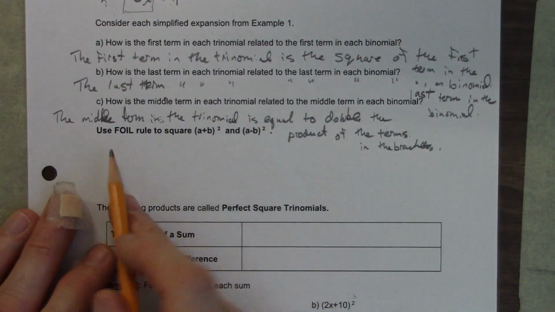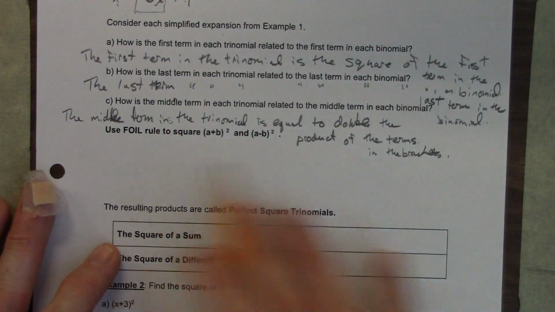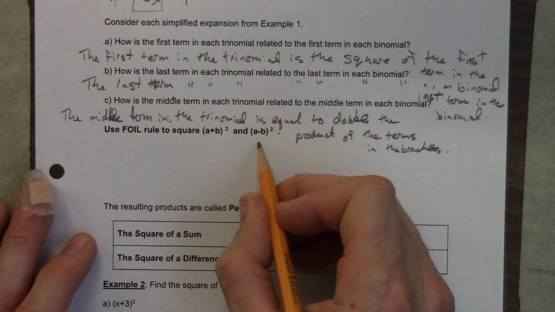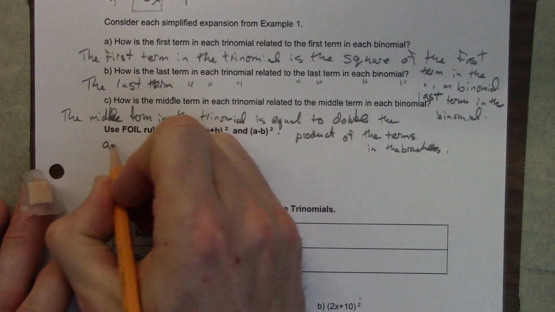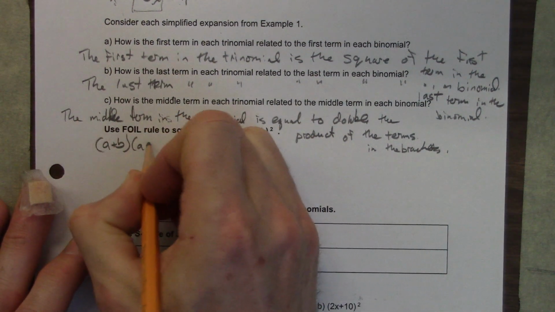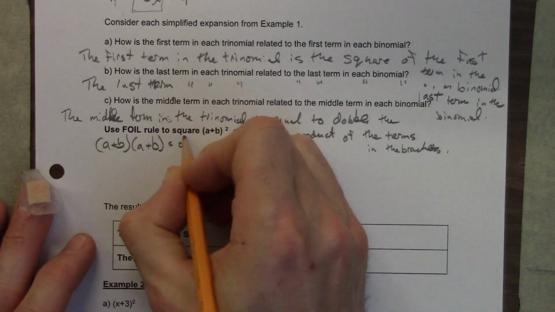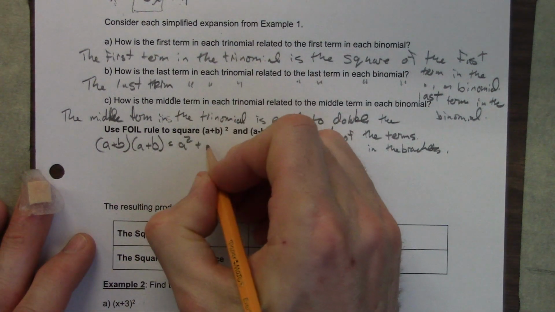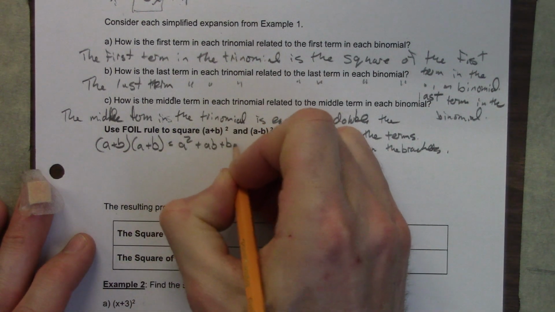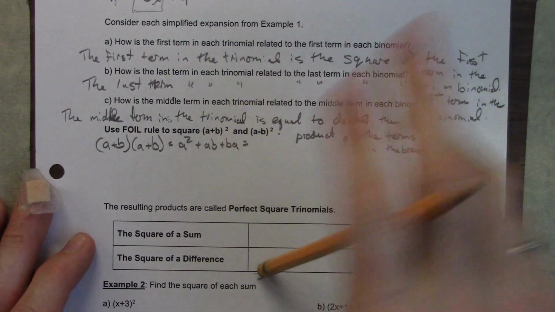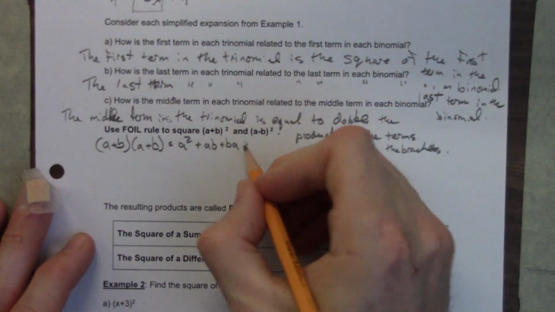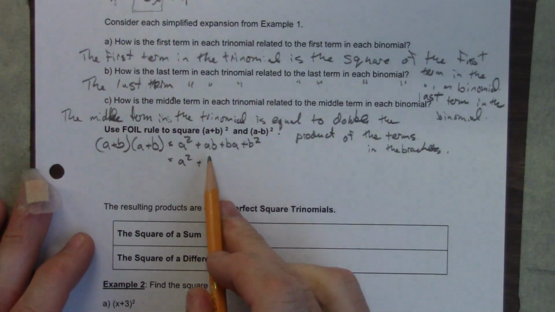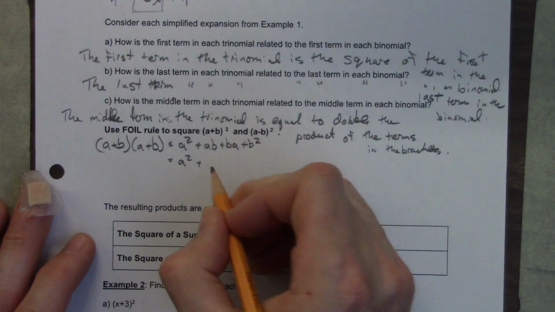Well, that's pretty bad writing. Use FOIL to square. And again, I'm just showing this quickly. We're going to get a formula here at the end. But if we use FOIL to square a plus b, we're going to get a squared plus ab plus ba, which is the same. So I'll do it the slow way. Okay, now I have a squared plus, and BA and AB are the same thing. They're 2AB.